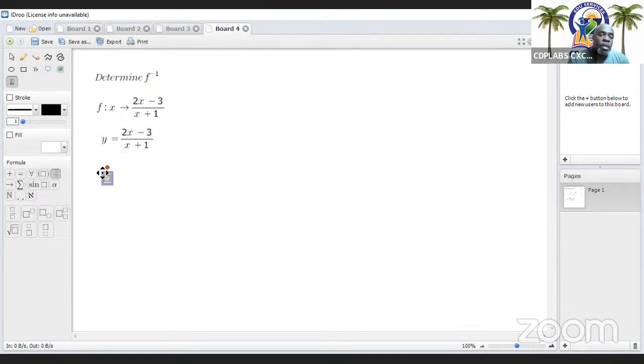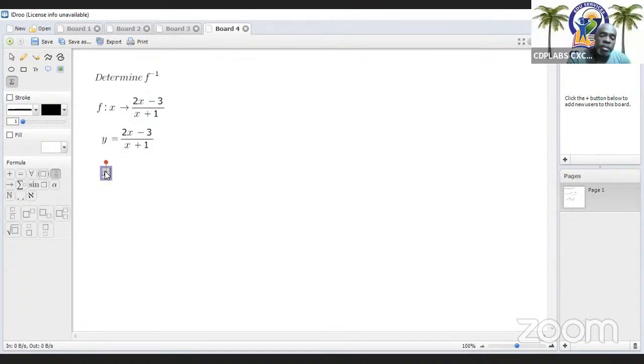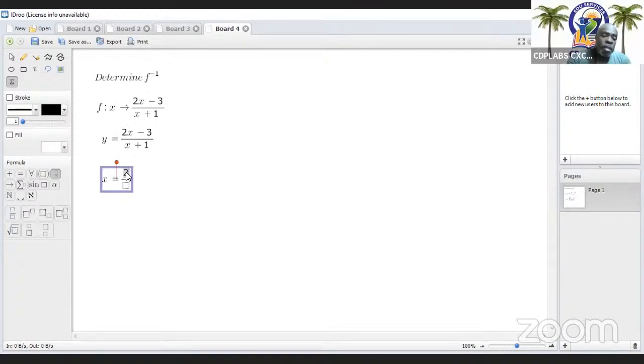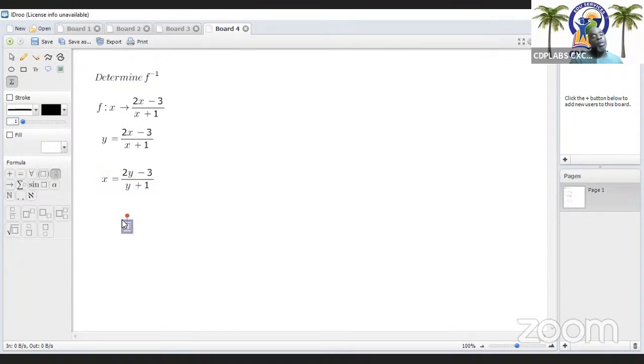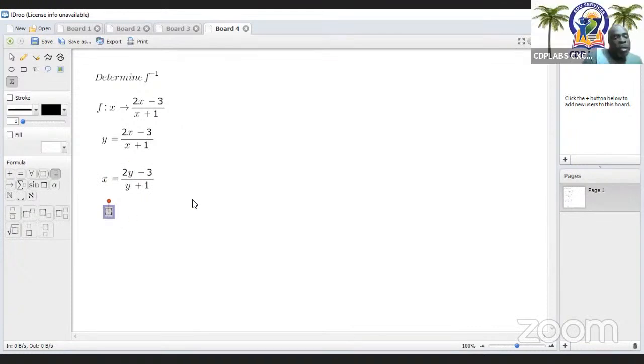Second step: x is equal to y, and y is equal to x, so x equals 2y minus 3 over y plus 1. Then after that, you're going to cross multiply. Cross multiply in this case means you multiply this by this.